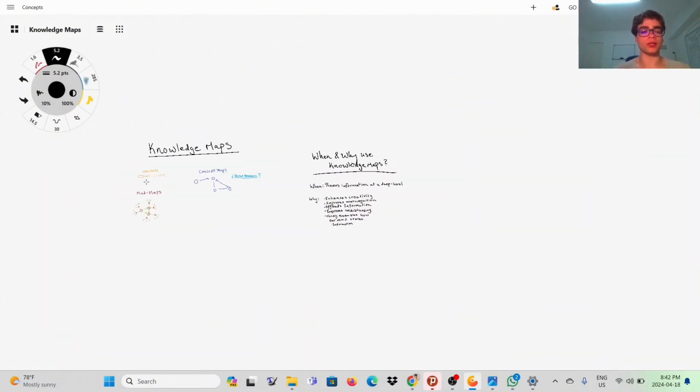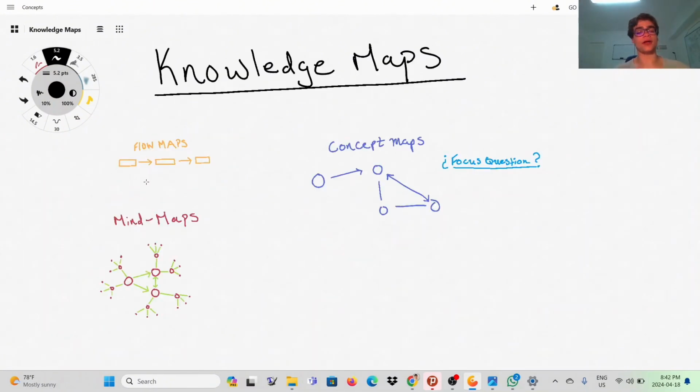We had flow maps, concept maps, and mind maps. I want to give a brief idea of when I would use each of these, how they're different, and how they actually blend, because I try to make the distinction as best as I could, but at the same time, it's not fully clear. So when I describe each of them, there are going to be some similarities. Concept maps are kind of like mind maps, and concept maps are also kind of like flow maps.